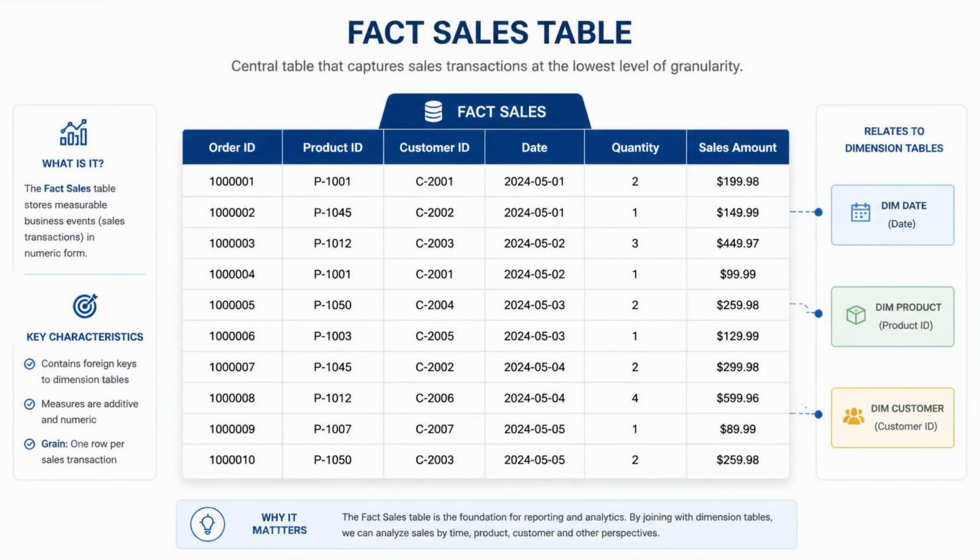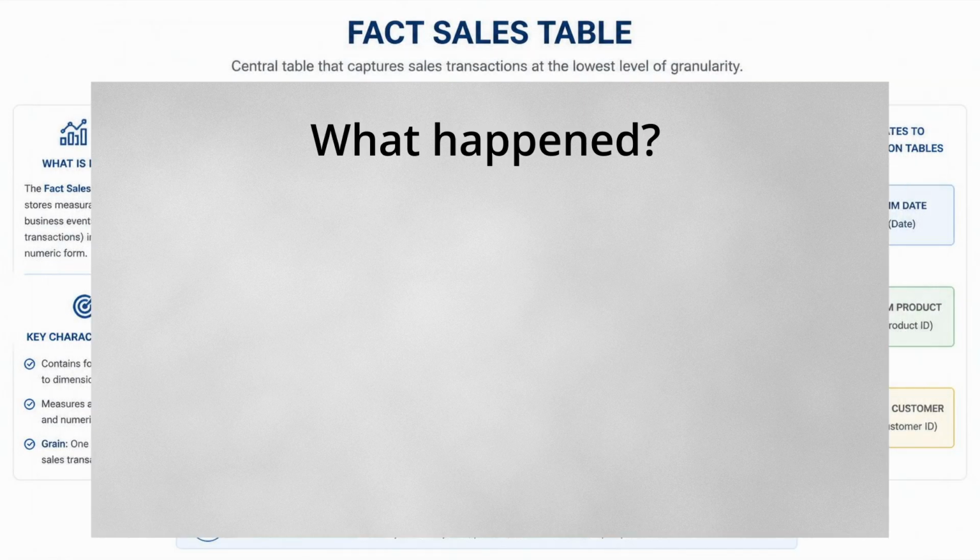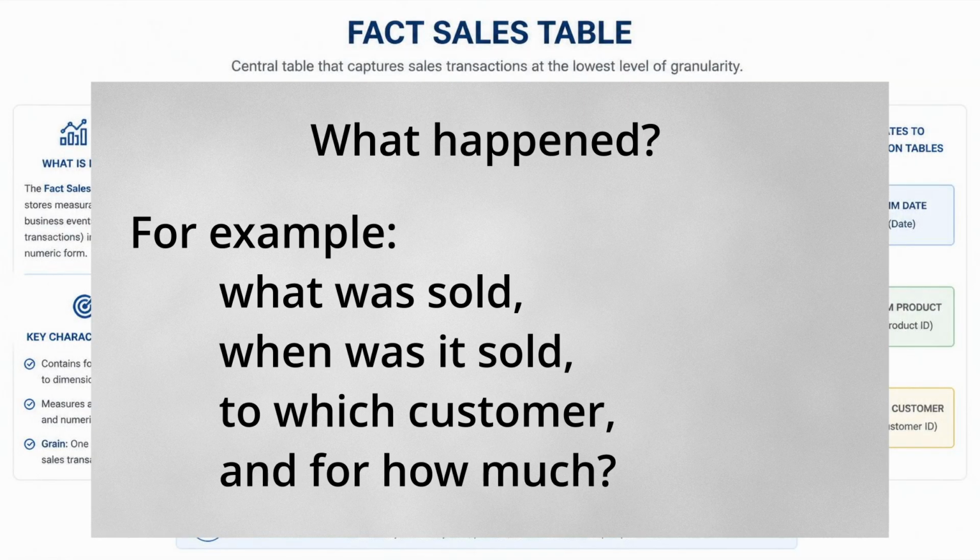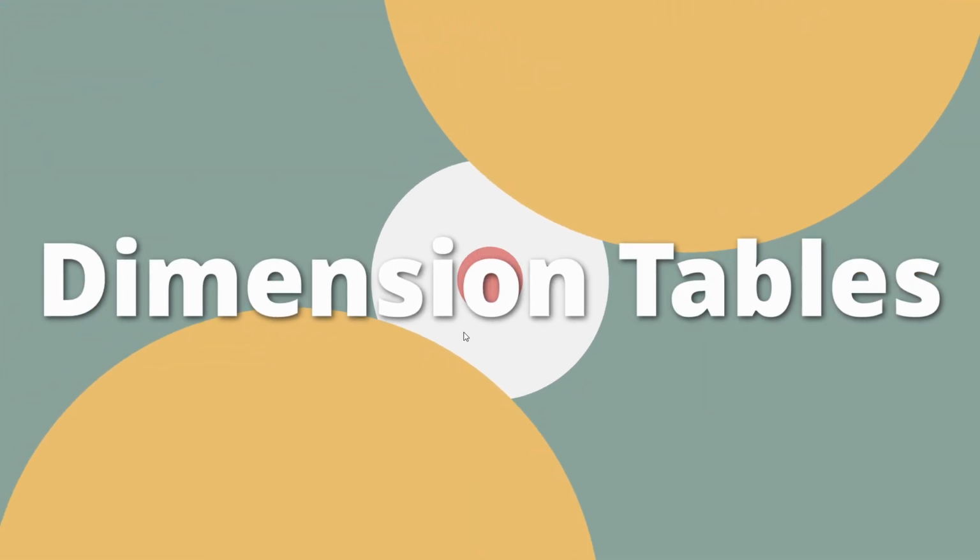An easy way to remember a fact table is this. A fact table tells us what happened. For example, what was sold, when was it sold, to which customer, and for how much. Now that we understand what fact tables are, let's move on to the dimension tables.